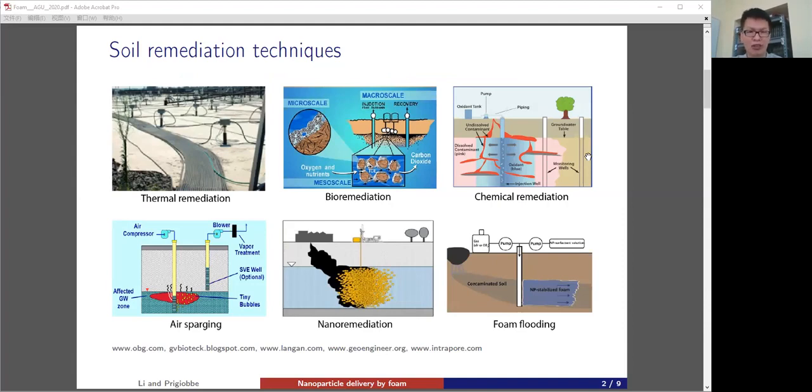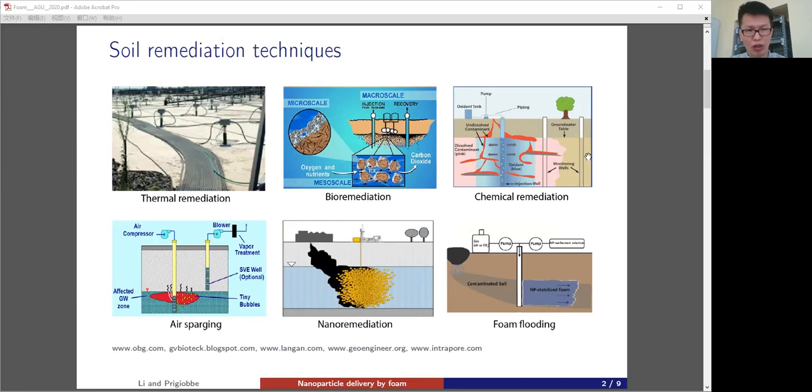However, these methods have limitations due to the cost of chemicals and water consumption, the inefficiency due to heterogeneity of soil, and back diffusion. Foam flooding, developed for enhanced oil recovery, has been proposed as a method to overcome heterogeneity while minimizing water consumption.